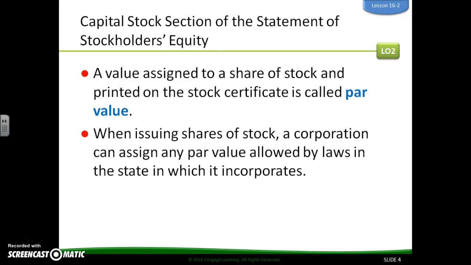One thing that you want to keep in mind is that every share of stock that's issued by a corporation has an assigned par value. The monetary value that's assigned by the corporation is the par value. And corporations can give stock any par value they want to, as long as it is allowed by law in the state where they're incorporated. So different states have different rules about what corporations can and cannot do, but as long as it's allowed by law in the state, they can assign any par value they want to on their stock.